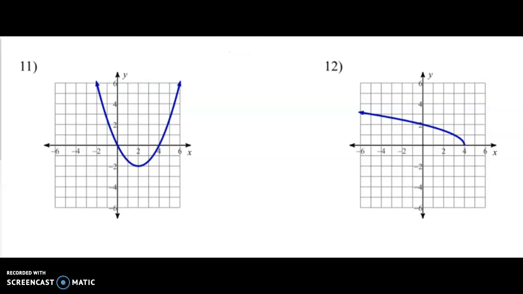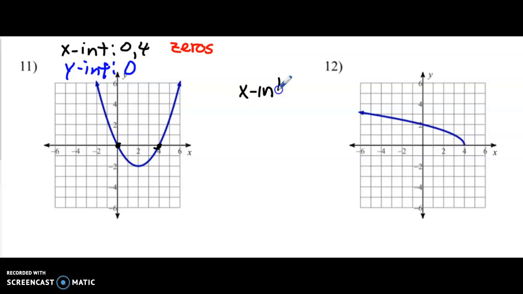For number 11, the x-intercept crosses the x-axis at 0 and 4. Those are also the roots or the zeros. The y-intercept crosses the y-axis at 0. For number 12, the x-intercept crosses the x-axis at 4. That's also a 0 or a root. The y-intercept crosses the y-axis at 2.